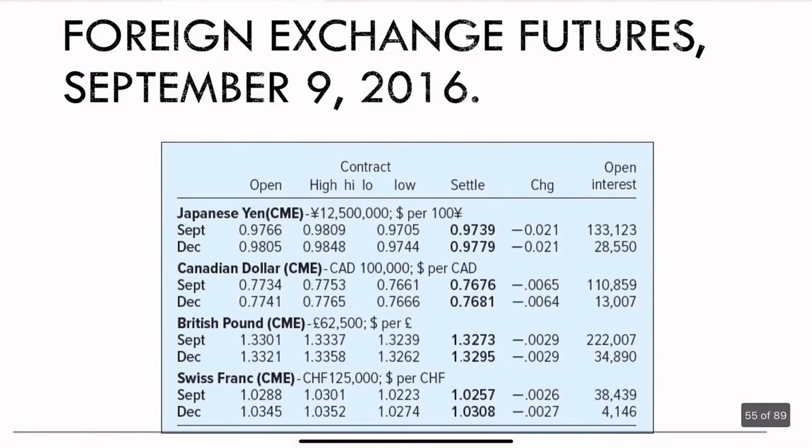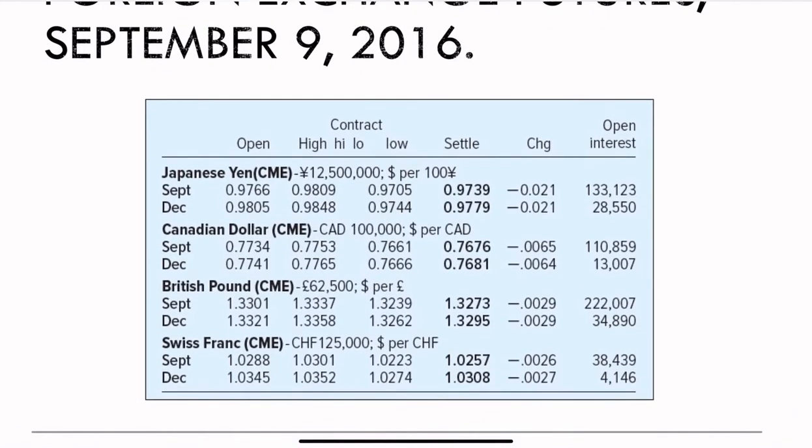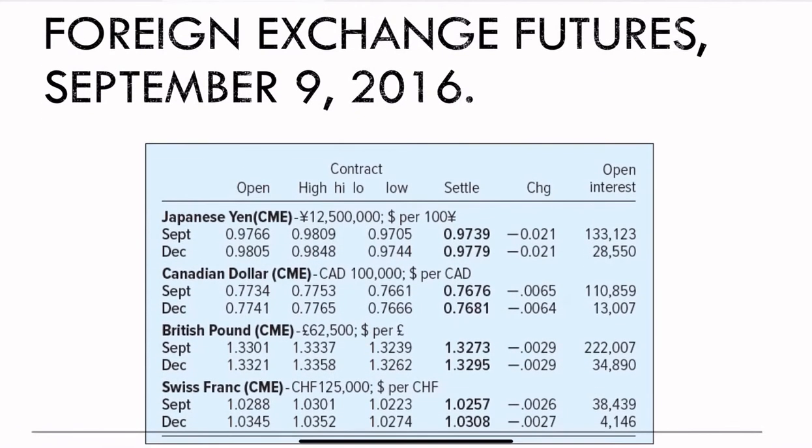Okay, now let's see this. Let's read this table, which is a table about different exchange futures.